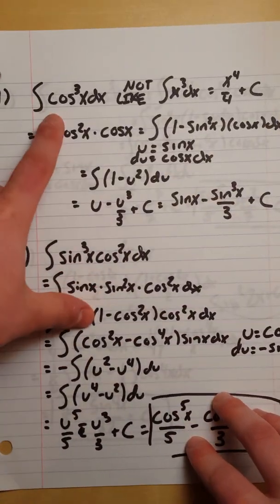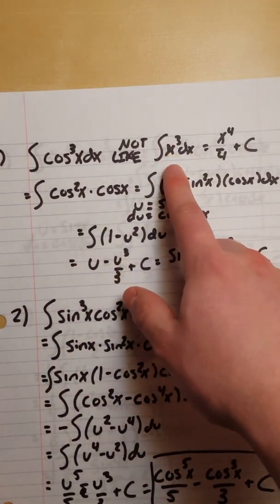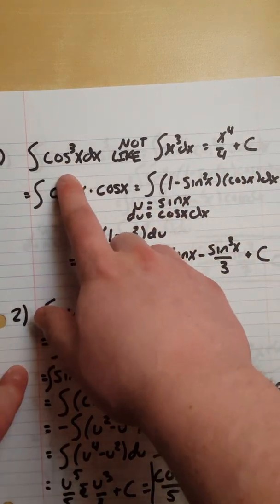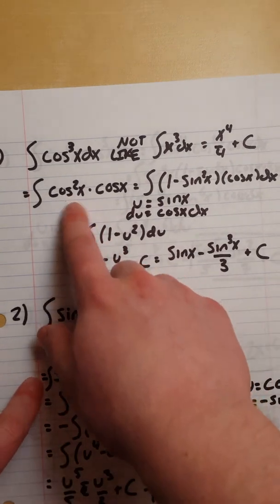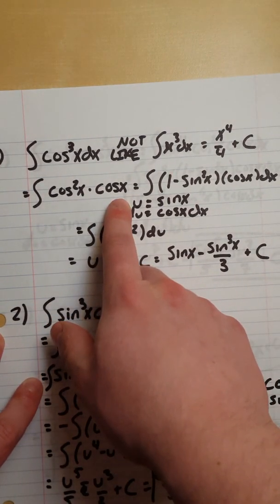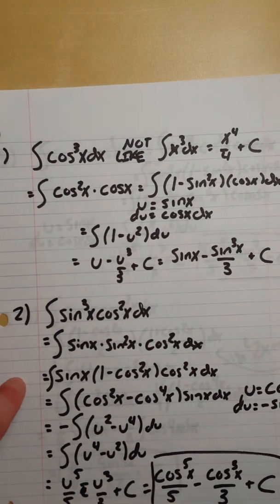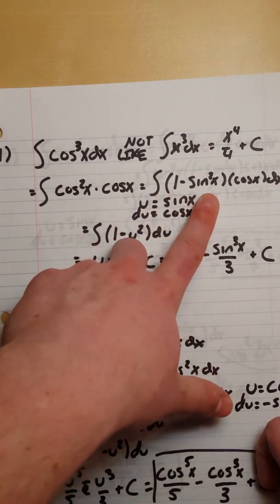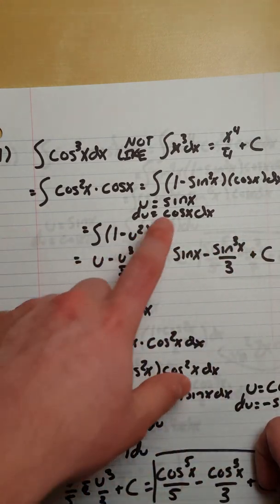So let's start with this first one here. We got cosine cubed x dx. Remember, this is not like x cubed dx, which goes to x to the fourth over 4 plus c, because this is a different sort of function. So what you're going to want to do for these sort of trig integrals is separate the functions into things like this. So you got cosine squared x times cosine x. If you look back at your useful identity sheet, you'll see that cosine squared x goes to 1 minus sine squared x. So you substitute that in, get this times cosine x dx.